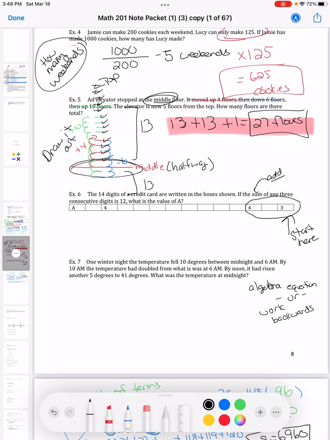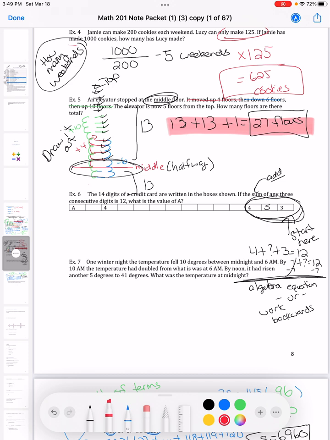So that's why I said I would start down here. This 4, blank, and 3 are consecutive numbers. So 4 plus something plus 3 has to equal 12. 4 plus 3 is 7. So the only number I could add to 7 to equal 12 is 5. So this has to be the number 5. I could subtract 7 from both sides and get that.